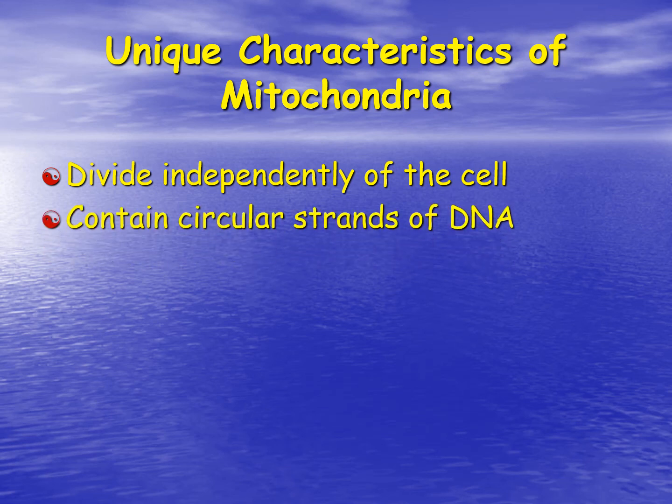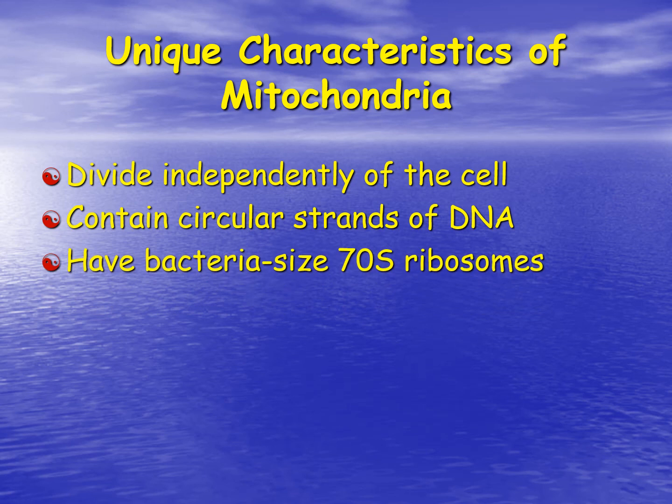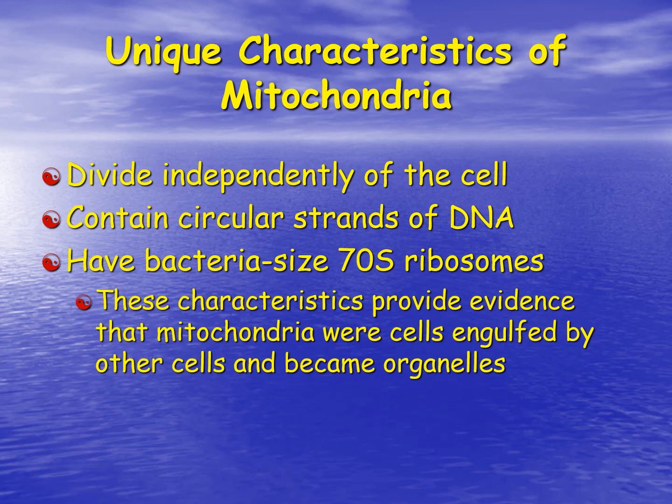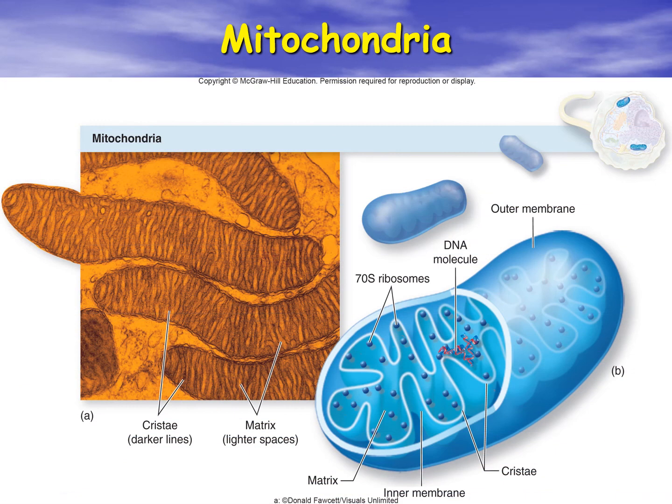It contains those small circular strands of DNA, and it has bacterial size 70S ribosomes. The ribosomes on the ER and floating in the cytoplasm of the cell are 80S ribosomes. So these characteristics provide evidence that the mitochondria were probably small prokaryotic cells that were engulfed by the growing eukaryotic cell and became these organelles in the endosymbiotic theory.